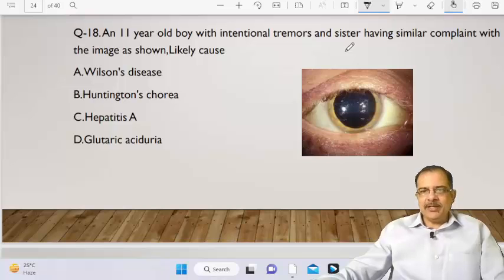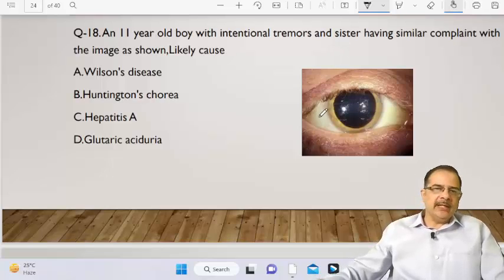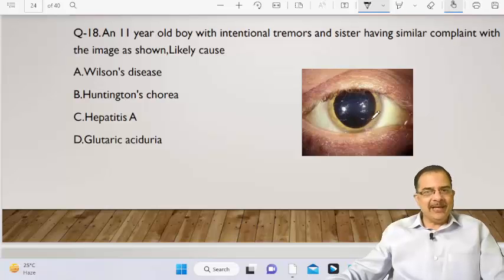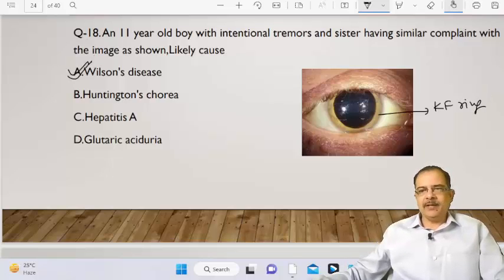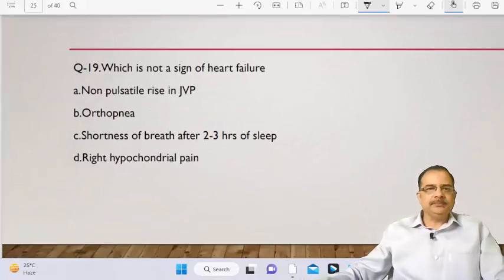An 11-year-old boy with intentional tremors and a sister having the same complaint, with the image as shown in the figure. So there is icterus and a brownish ring around the cornea. So that is a KF ring. So this is Wilson disease. Clear cut answer, Wilson disease.